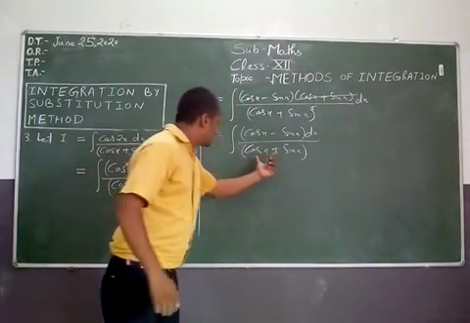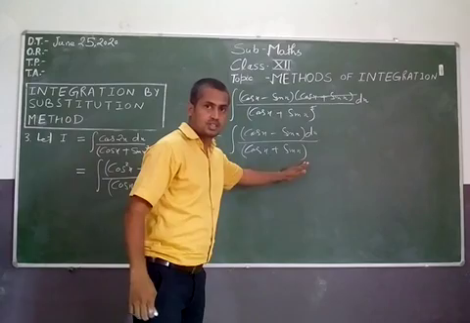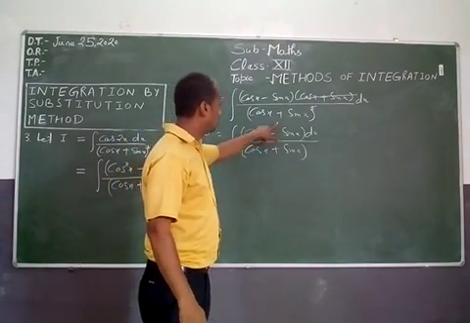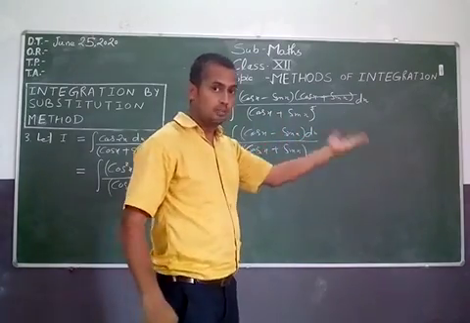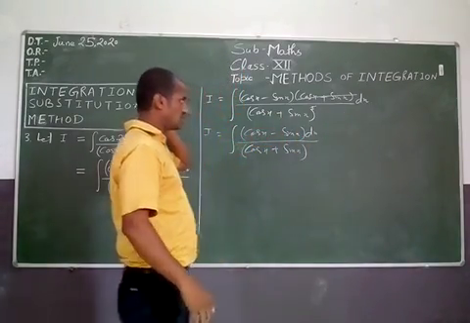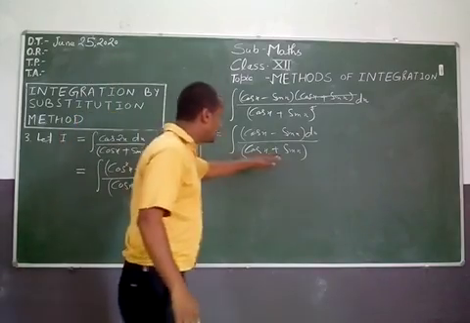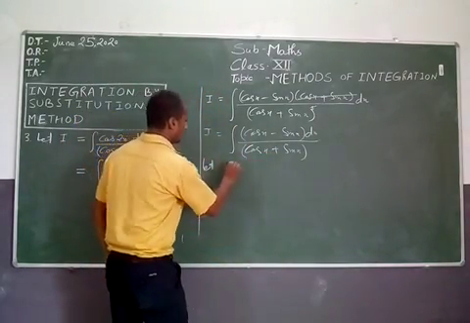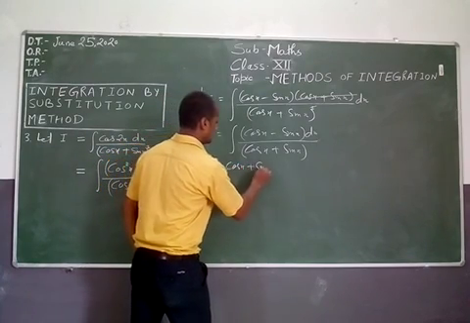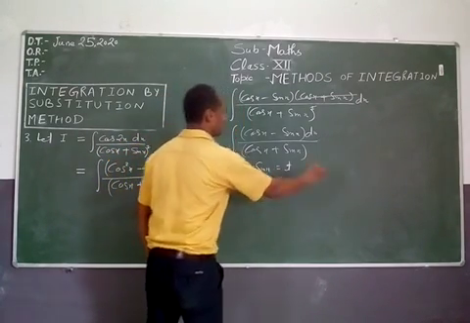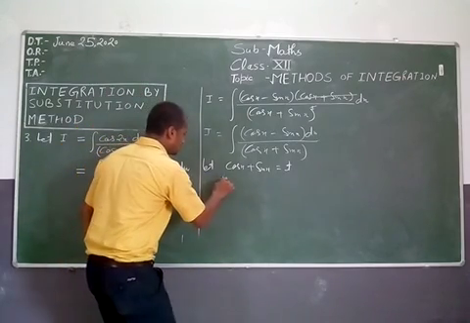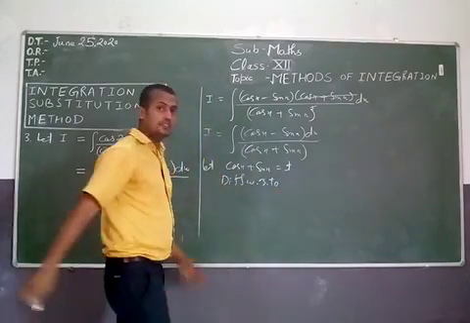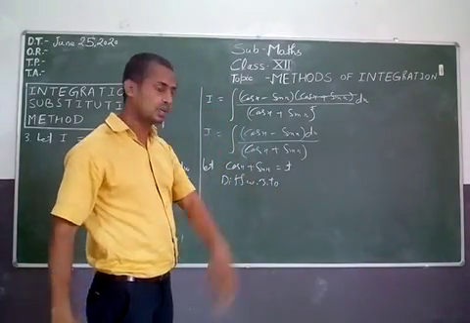We can substitute cos x plus sin x equal to t. We can't substitute cos x minus sin x equal to t, because if we will substitute cos x minus sin x equal to t, denominator will not be removed here. So let cos x plus sin x equal to t. Differentiate with respect to t, not respect to x.